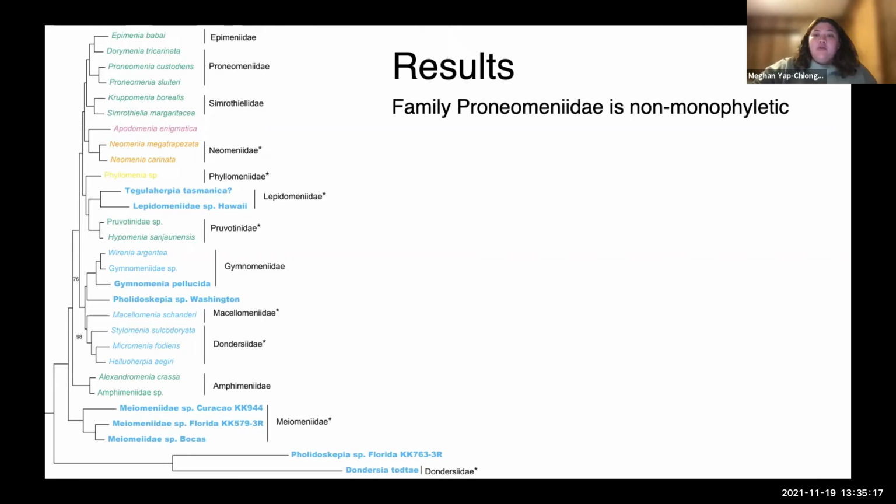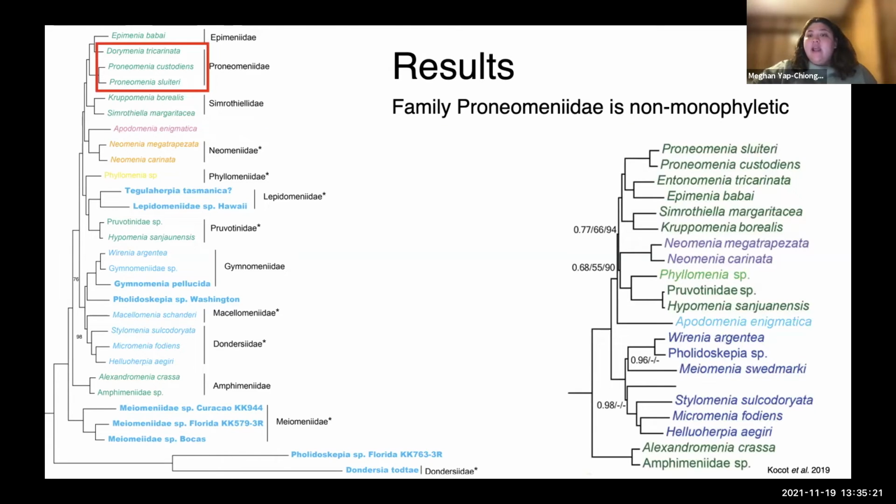So the family Pronomenidae within this tree here is non-monophyletic, and we did see this in the 2019 tree. This was another species that was misidentified in that tree, and so we can say that this family is non-monophyletic, and that's backed by morphological data that is unpublished from our postdoc in our lab, Carmen Cobo.